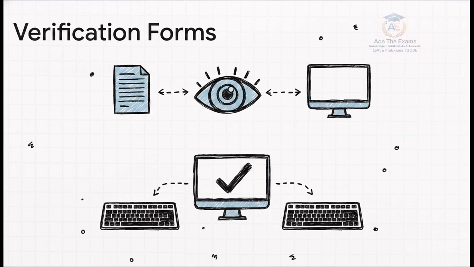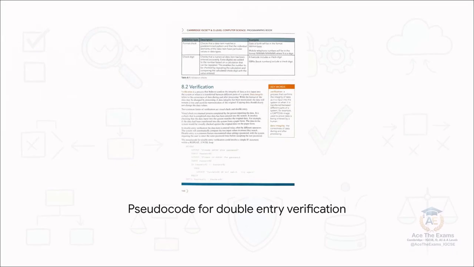The second is double entry. This is where the data item is entered twice, either by 2 different operators or consecutively by the same user. The system then automatically compares the 2 input values to ensure they are identical. You see this all the time, right? When you're creating a new password online, the system always forces you to enter that exact same password twice before accepting it. Here is exactly what double entry looks like in pseudocode.